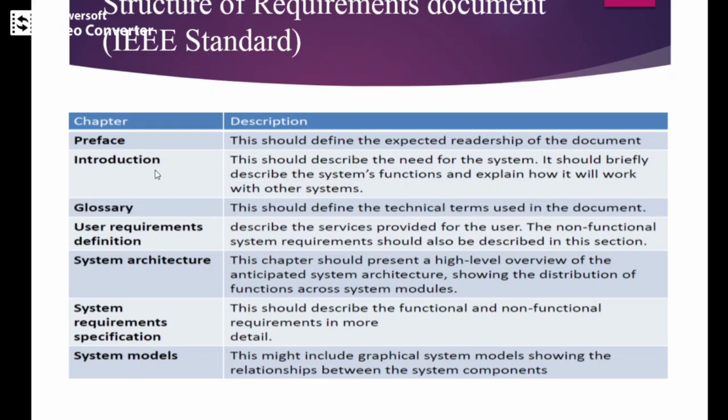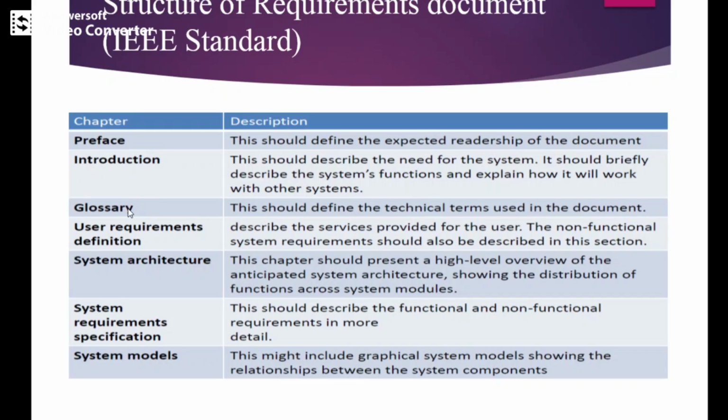Next is the introduction. So this should describe the need for the system, meaning why this system is required. What is the need for this system? And then it should briefly describe the system's functions. So later in the introduction part only you should specify the functionalities of the system, what the system will provide, and explain how it will work with other systems. So also you need to explain how it is going to work with other systems.